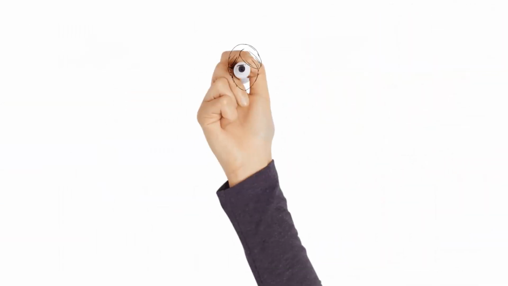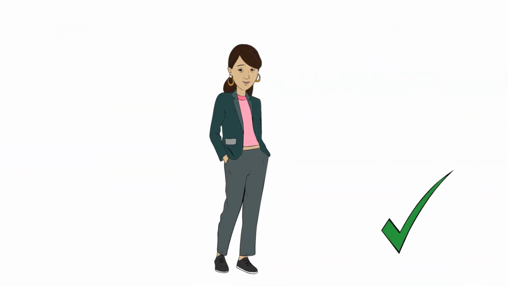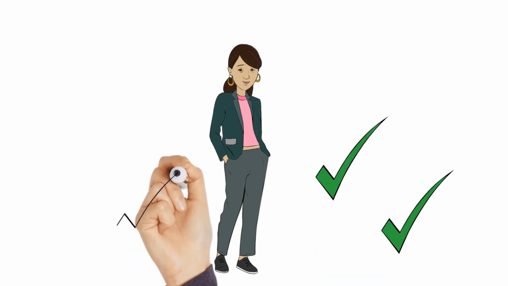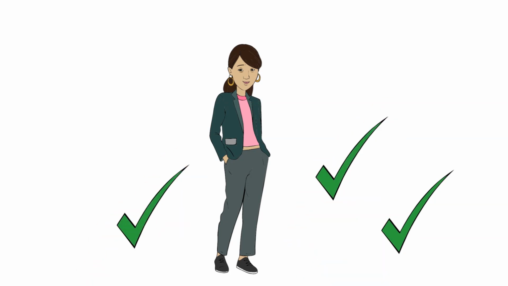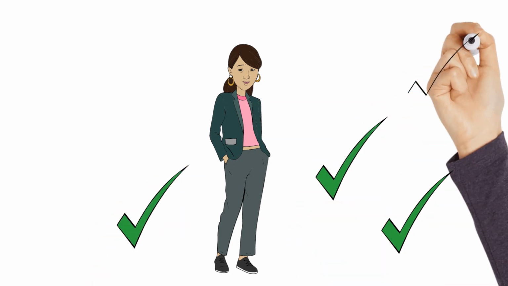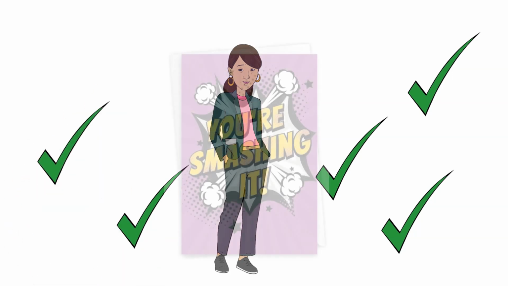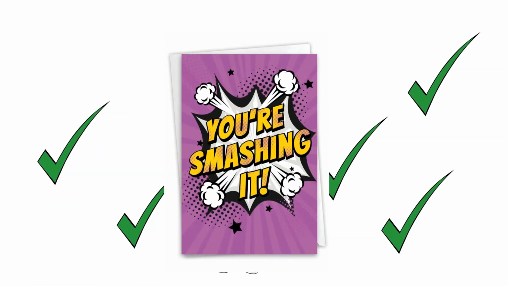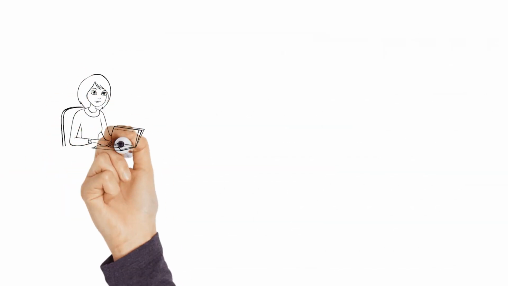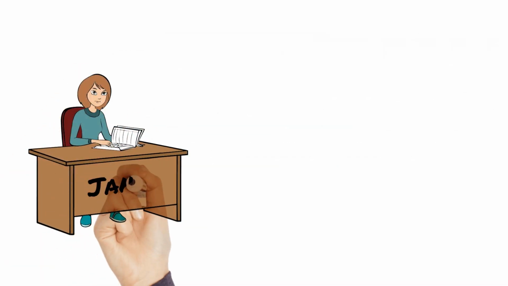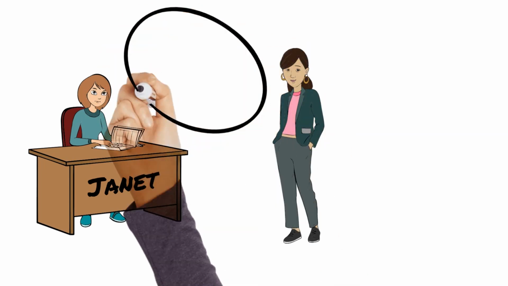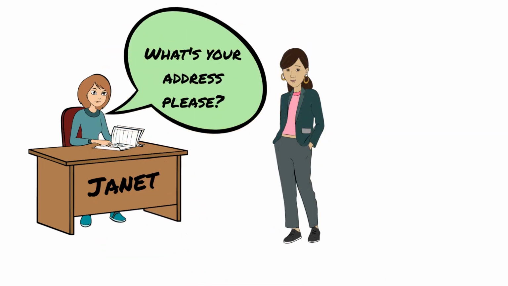You've turned up on the correct day, at the correct time, at the correct polling station, and you've brought your ID, and you've registered to vote. At this point, you're basically smashing it. So what now? This is the good bit. The polling station person, we're going to call her Janet. She takes your name and your address and crosses you off on her list.